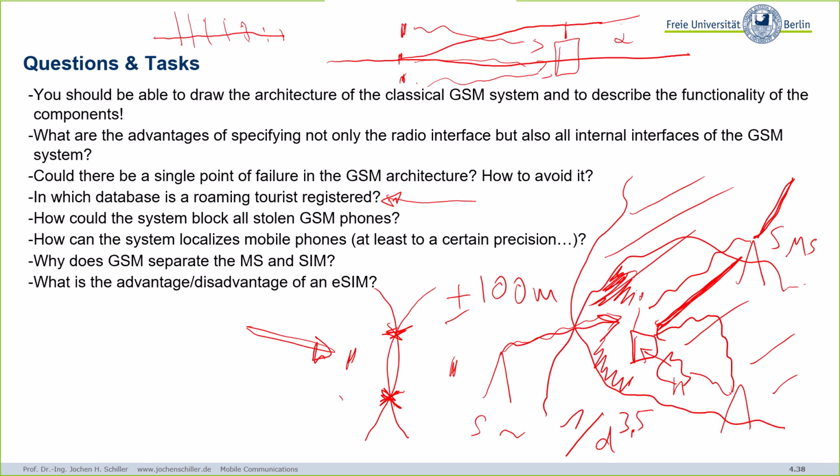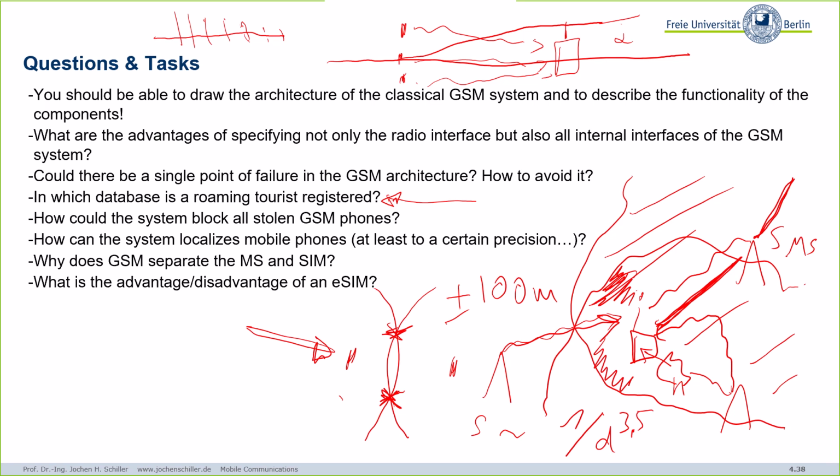Okay, so that's about localization. Then there was one question in between: how can we block stolen GSM phones? So you know, some people still steal mobile phones. How could we 100% stop stealing mobile phones? Well, you could still steal, but it's of no use.